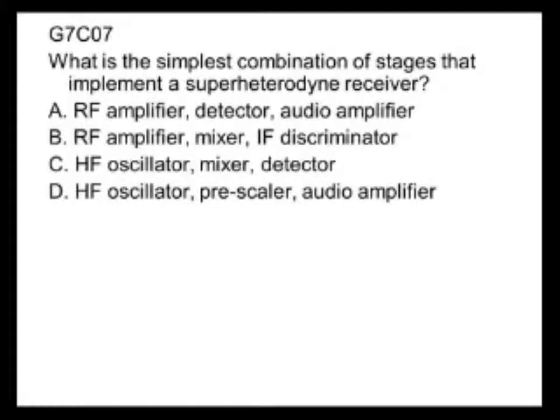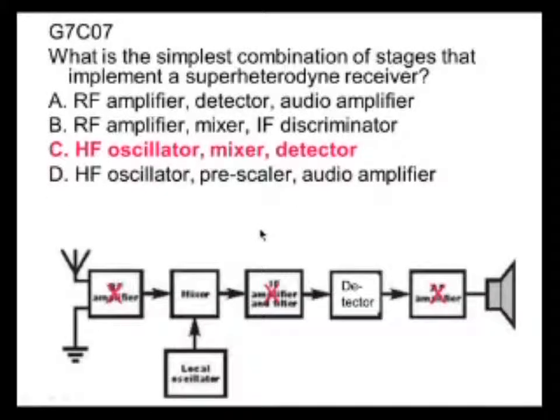What's the simplest combination of stages that implement a superheterodyne receiver? Okay, the simplest combination of stages. Here's a superheterodyne receiver. It has a bunch more than the simplest, but basically for a superheterodyne, you need a local oscillator, you need a mixer, and you need a detector. Now, that's going to be kind of a crummy receiver, but it is a superheterodyne receiver, and it does meet the requirement of everything that's needed for a superheterodyne.